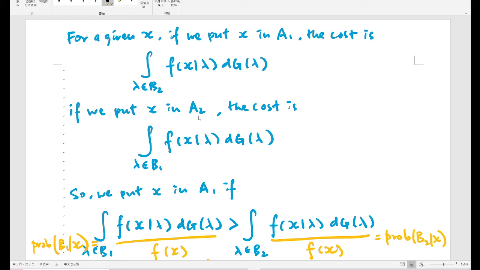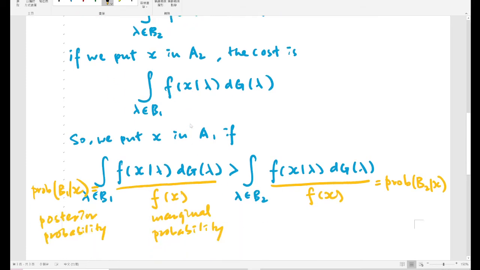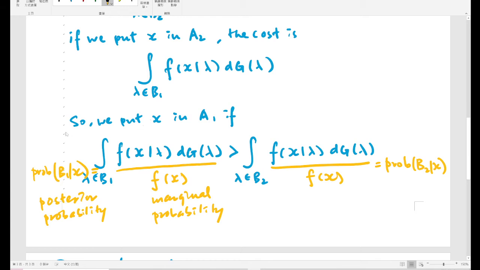So when the cost of putting x in A1 is lower, then we put it in A1, right? So that's why we have the following conclusion, very straightforward. In the left-hand side of the inequality, when the cost of putting x in A2 is larger than the cost of putting x in A1, then we should put x in A1.